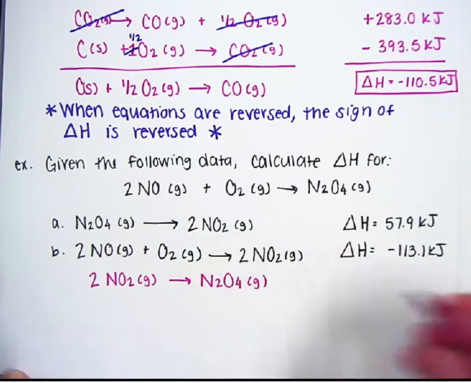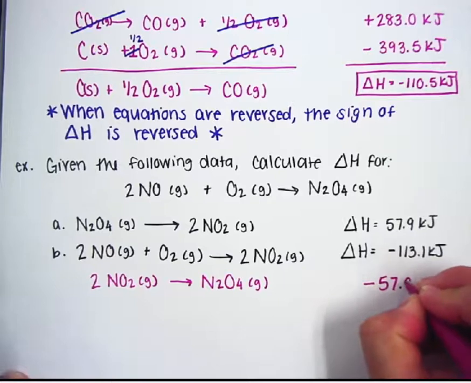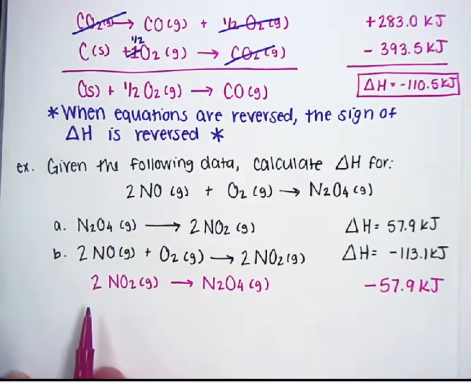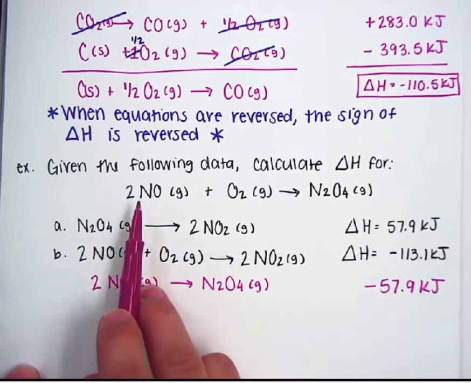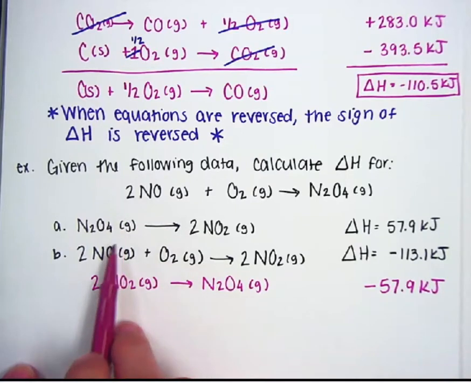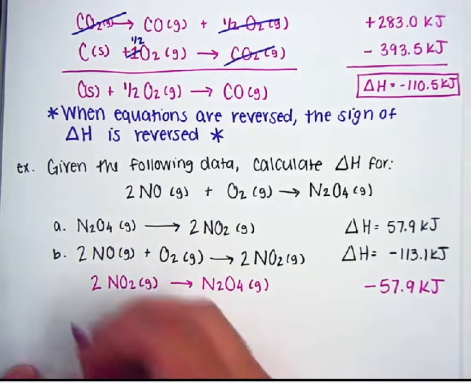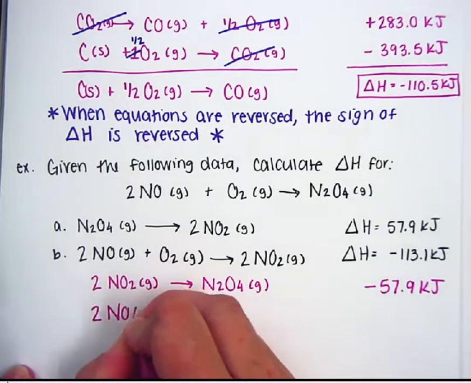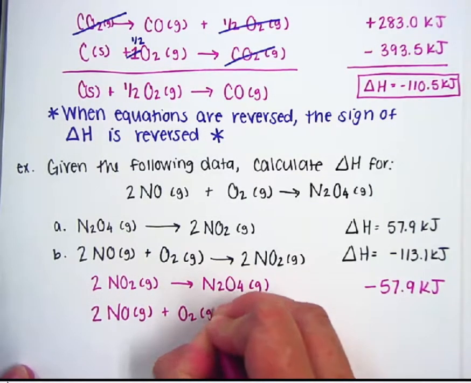When I reverse a reaction, I also flip the sign. So this now becomes negative. Looking at my second reaction, it looks like everything is already on the correct side. I want NO2, nitrogen dioxide, on the left. I want oxygen on the left. It's already on the correct side. So let's keep this reaction alone and see what happens.